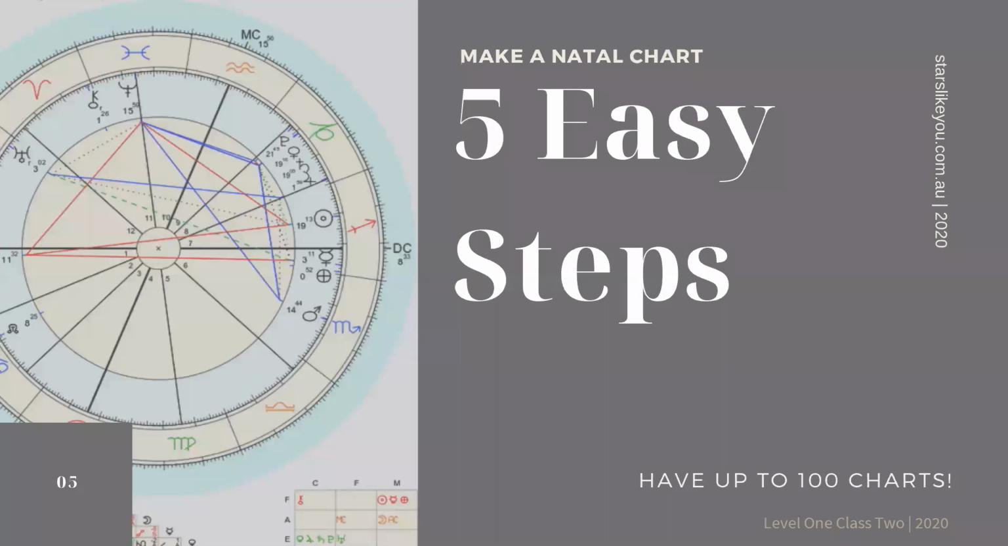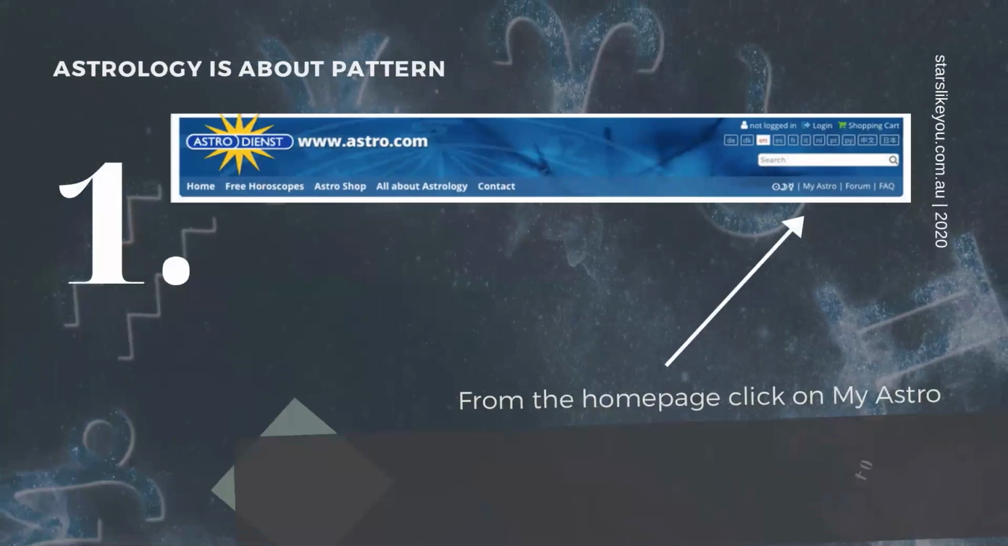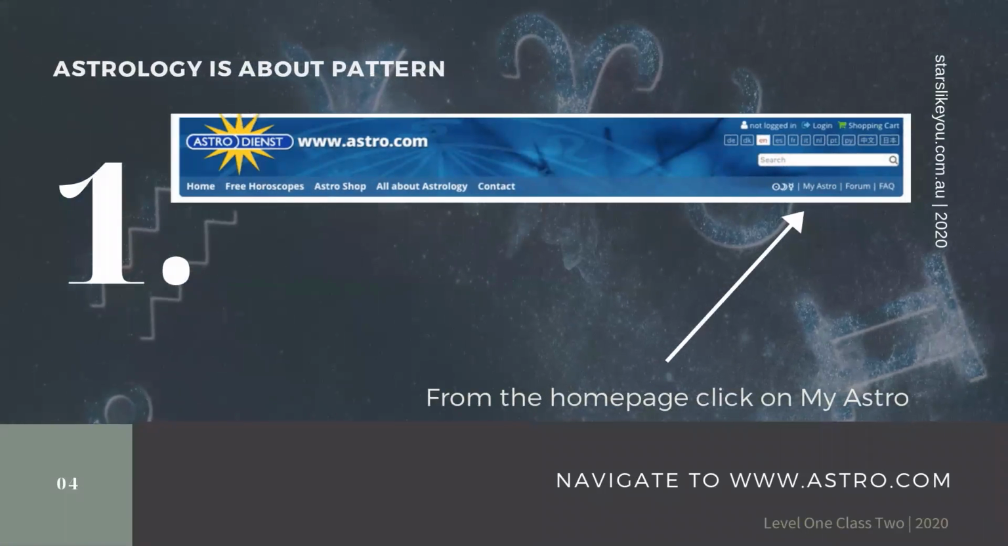The first thing that you need to do is navigate over to this website, www.astro.com, where you'll find not only a wealth of information about astrology with lots of great articles and different interactive bits and pieces, but it also allows you to create your own chart.